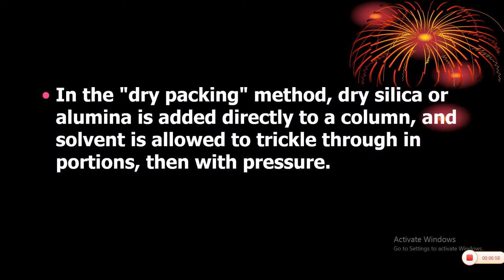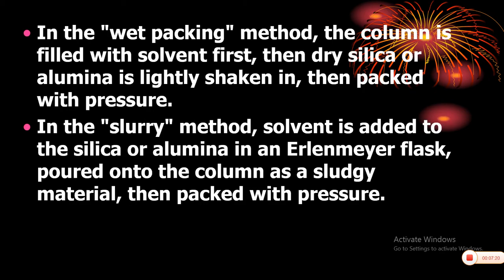In dry packing method, dry silica or alumina is added directly to the column and the solvent is allowed to trickle through in portions, then with pressure. So now the column is ready for column chromatography, and as I mentioned, dry packing is carried out by using dry adsorbent material. In the wet packing method, the column is filled with solvent first. Then dry silica or alumina is lightly shaken in, then packed with pressure. This is one of the methods.